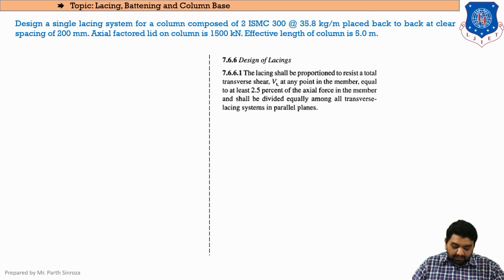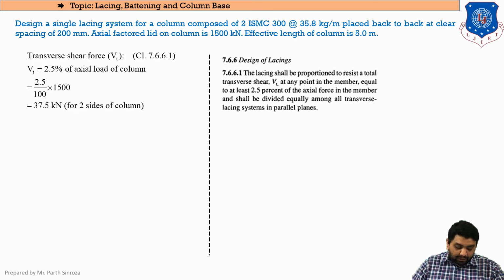Clear? So now for this case we will be finding the transverse shear, that is called VT, and it is mentioned that VT should always be equal to 2.5% of axial force of member. So the axial force of member, that means the load that is given in the question. So 2.5% of the 1500 comes out to be 37.5 kN, for both the sides of the column.